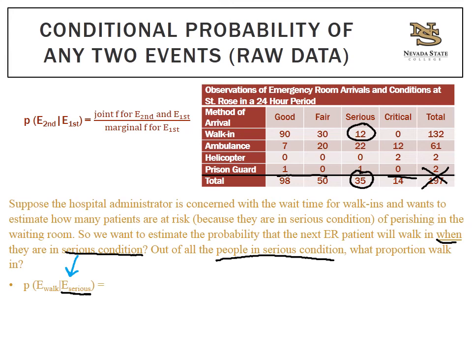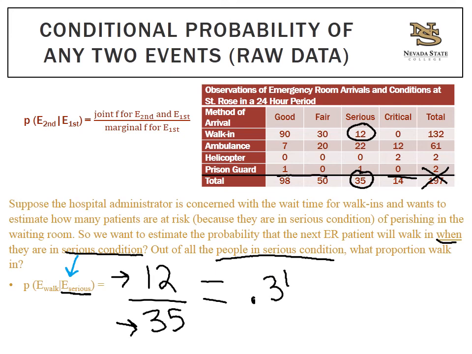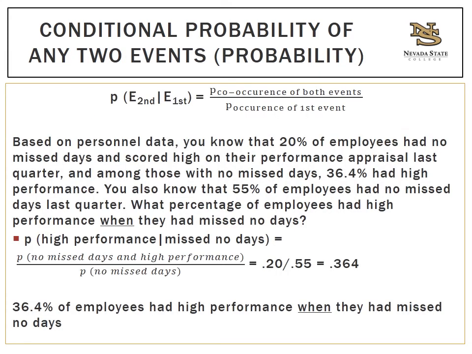So this leads us to 12 divided by 35. So out of all the people in serious condition, 12 walked in, which is a probability or proportion of 0.343. So based on this data, the hospital administrator should worry that 34.3% of patients in serious condition will walk in.